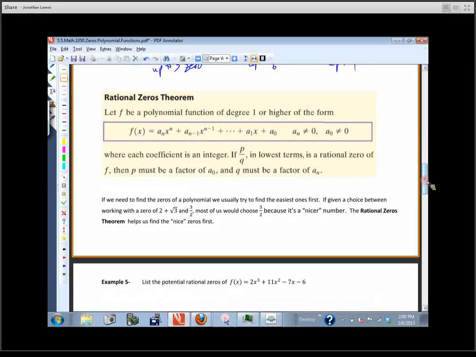So I'm going to read this, and then we're going to summarize it just a little bit, and we're going to figure out that this actually isn't as bad as it looks. On some of these problems where you're using this thing called the rational zeros theorem, all you have to do is list a bunch of numbers that are indicated by this theorem. So here's what it says.